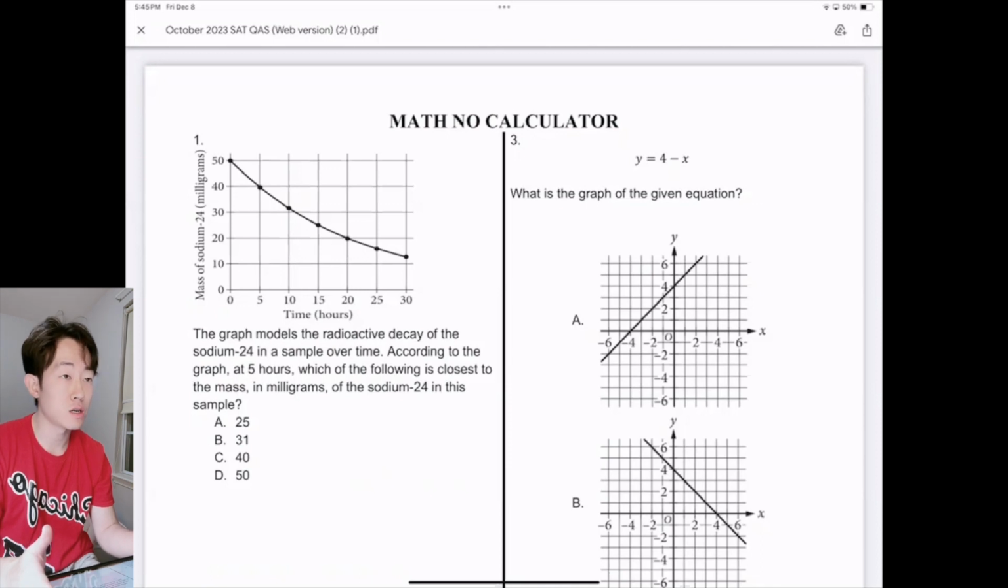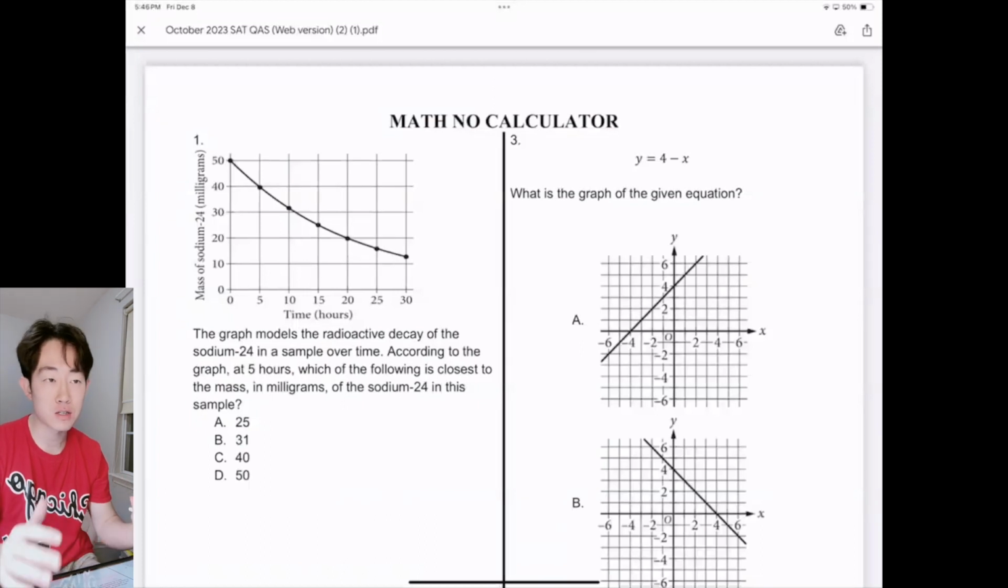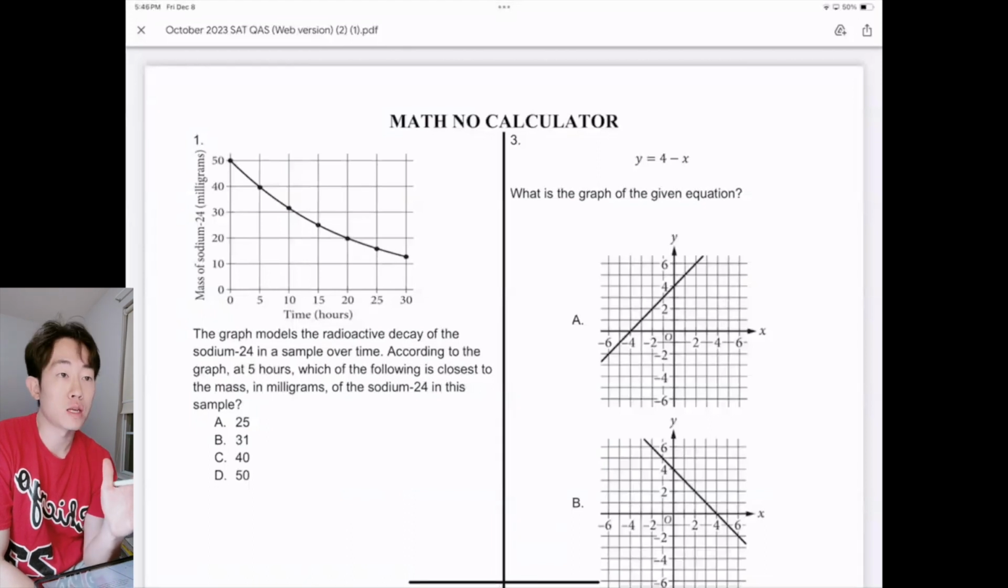Now, starting in the year 2024, everything will be virtual, which means there is no longer going to be a paper and pencil test. Everything's going to be online. But the questions we can kind of expect to be about the same. So without any further ado, let's start with number one that you see on the screen here.